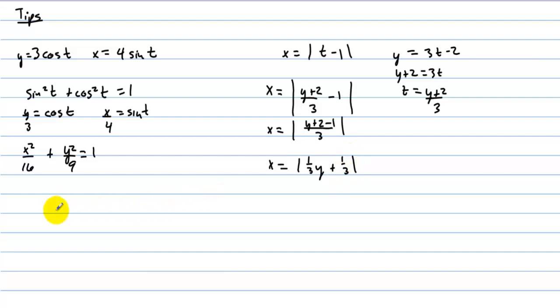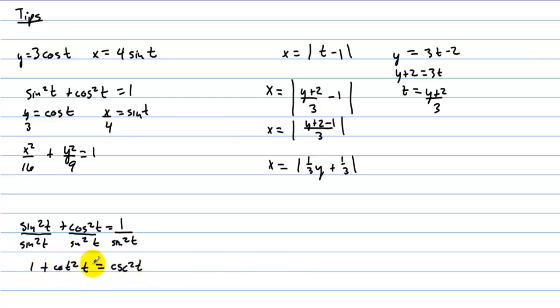It's also nice to know the other Pythagorean identities. We start out with sine squared t plus cosine squared t is equal to 1, and then we can find the other two just by division. So if we divide by sine squared of t, divide by sine squared t, and divide by sine squared t, we would get 1 plus cosine over sine is cotangent squared, and 1 over sine squared is cosecant squared. So there's another Pythagorean identity.